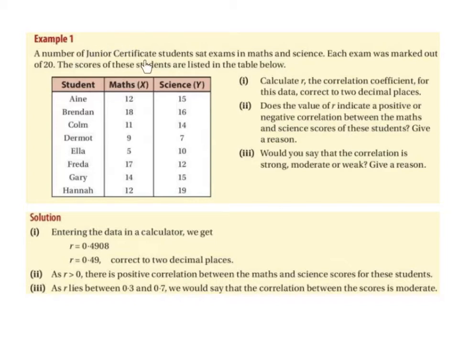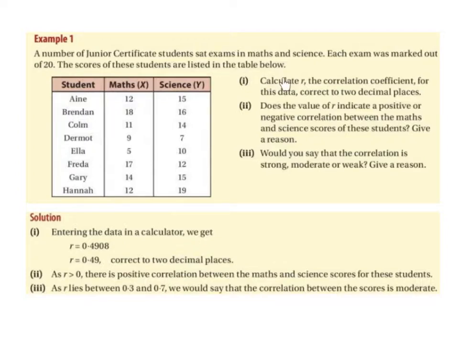A number of junior certificate students sat exams in maths and science. Each exam was marked out of 20. The scores of these students are listed in the table below. So here's the list of students. This was their maths mark and this was their science mark. So their maths mark will be X and their science mark will be Y.